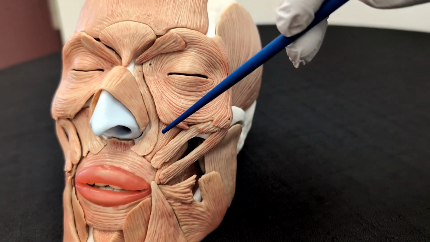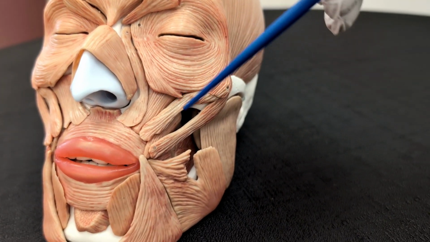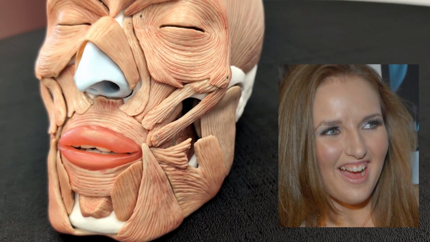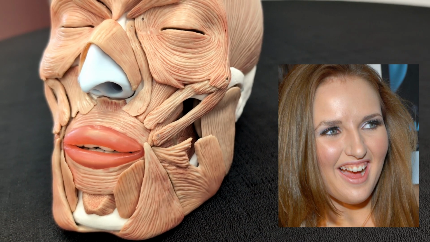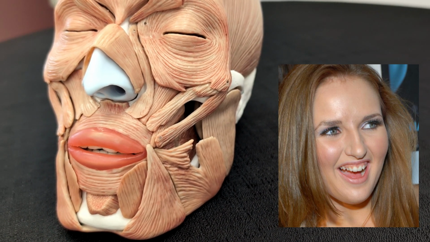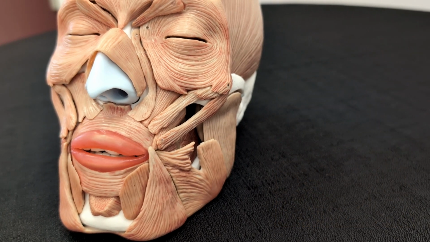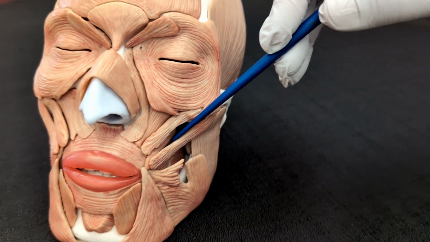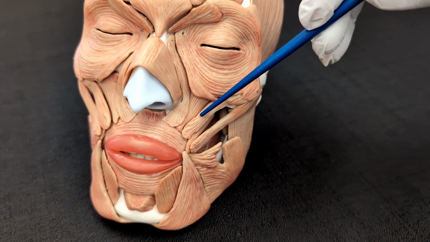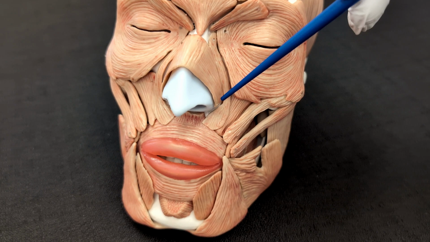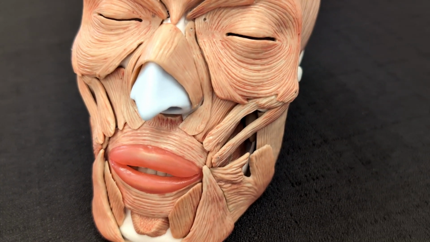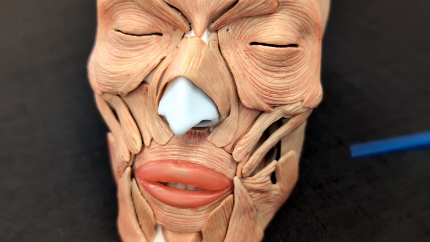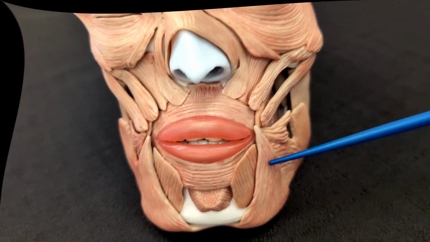Please keep in mind that hyperactivity of the elevator muscles can produce what we call the gummy smile in some individuals, where there is an excessive display of the gingiva during smiling. This includes excessive contraction of the Zygomaticus major, Zygomaticus minor, Levator Labii Superioris, and Levator Labii Superioris Alaeque Nasi muscles.